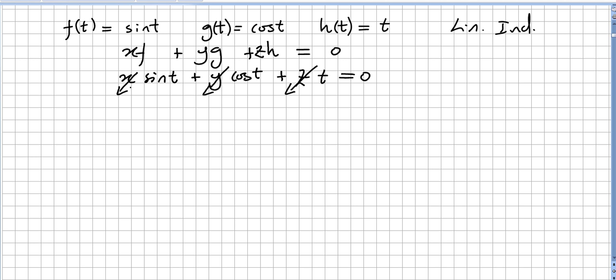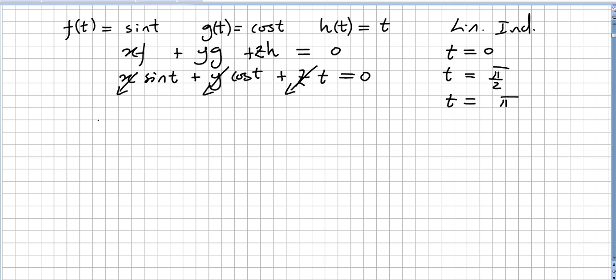So we have three functions. We have three scalars here. So let us pick t at three different values. Let us say t0, t. We have some trigonometry here, right? So let us use something like 0, pi over 2 and pi.